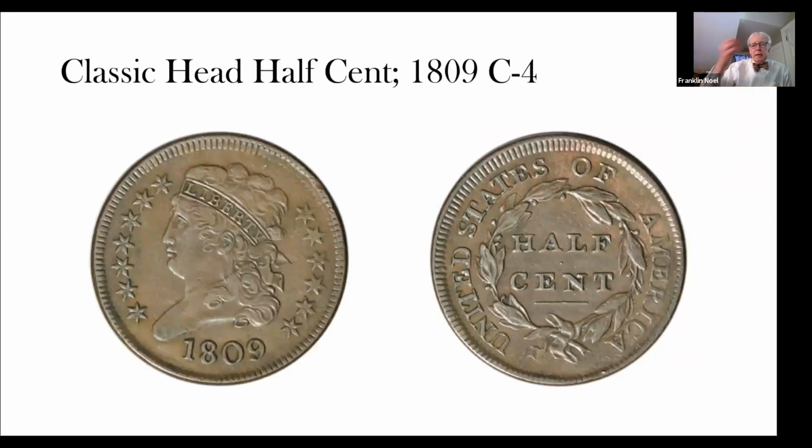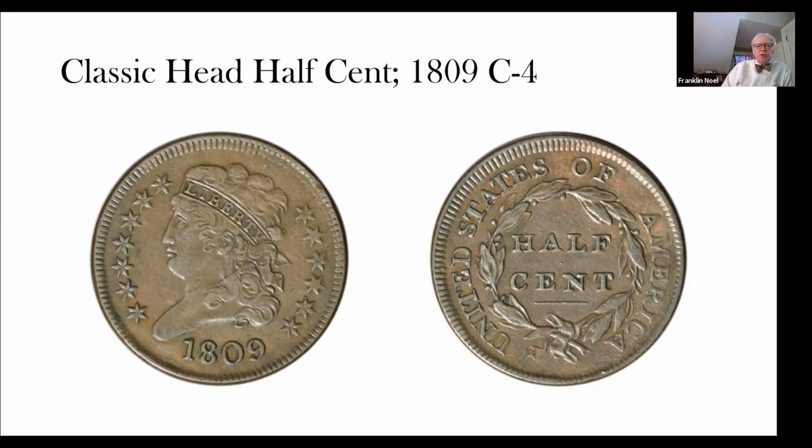This is an 1809 classic head half cent. The same design had appeared on the large cent a year earlier. Based in part on the writings of Walter Breen, generations of numismatists have believed that the classic head half cent was designed by John Reich, an assistant engraver hired by the Mint in 1807. Bill Eckberg argues somewhat persuasively that it is unlikely that Reich was responsible for the design and suggests that Robert Scott designed it. For 1809, there are 6 die varieties.